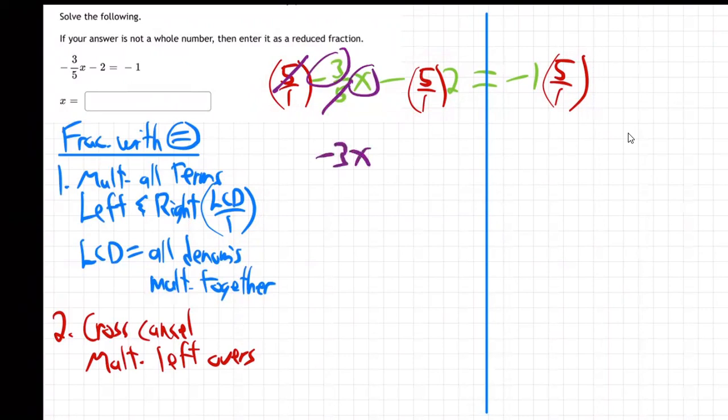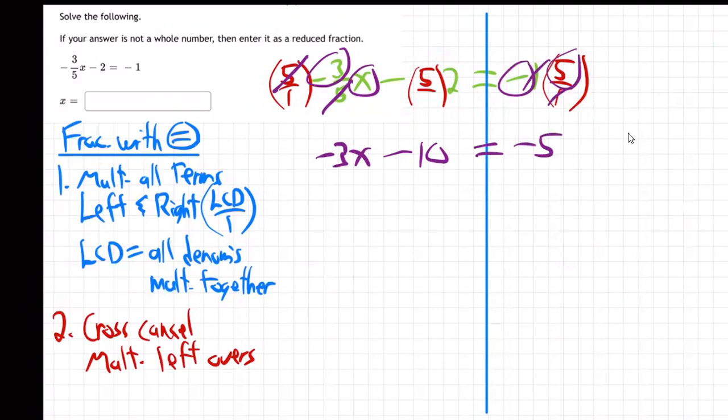And here, there's nothing to cross cancel. That 1 and 2 can't cross cancel. In fact, that 1 is not even needed because this isn't a fraction. It's just 5 times 2. They're both just leftovers. Same thing here. I mean, you can cross cancel the 1s if you want, but all right, what's left over? Negative 5. Is that making sense?